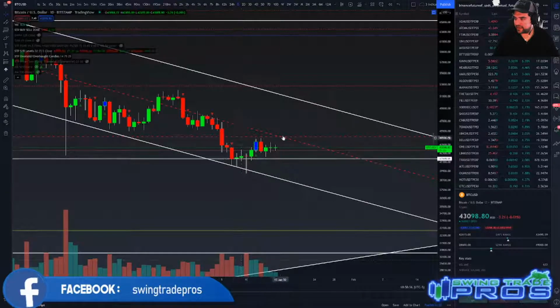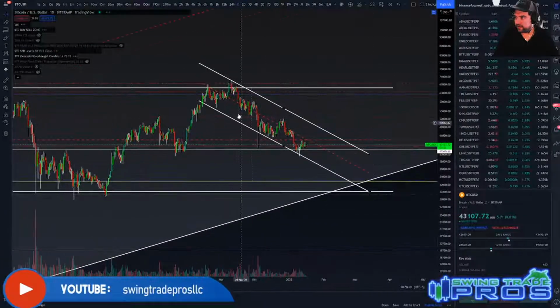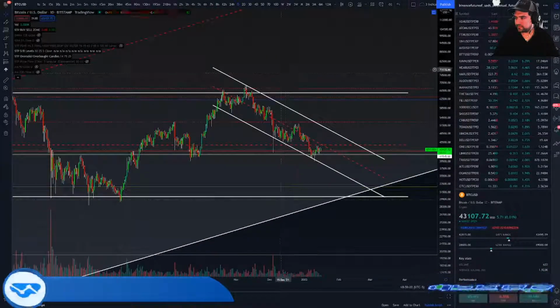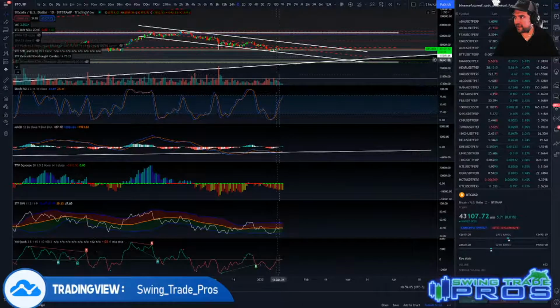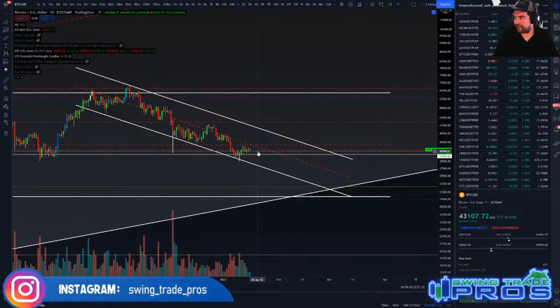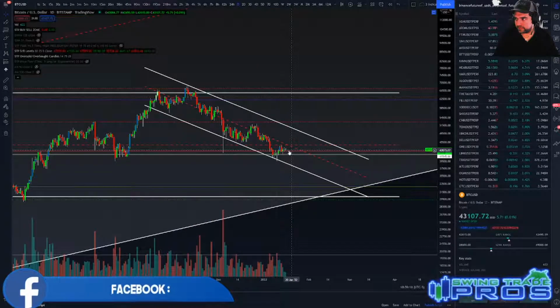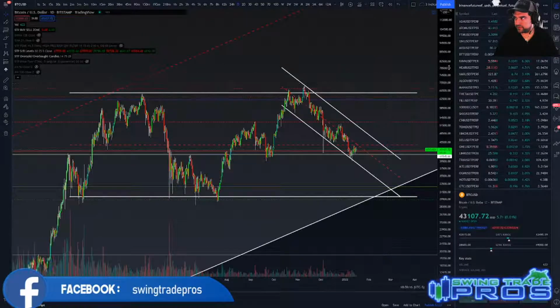We are still making these higher lows right now, but obviously we're in this downtrend. You can clearly see we are in a down-sloping channel. And we're just kind of hanging on to this support line right here, right around this 42.5, 42.6 area. We're kind of consolidating here, not really doing too much.